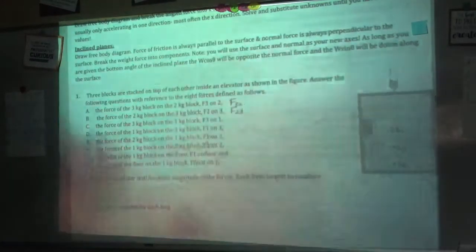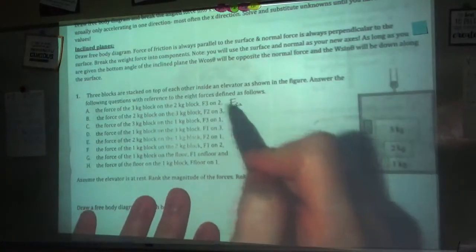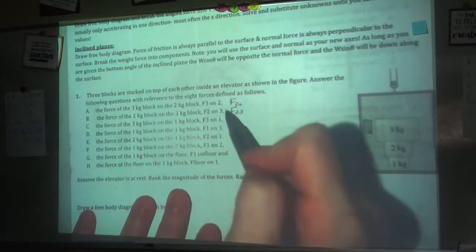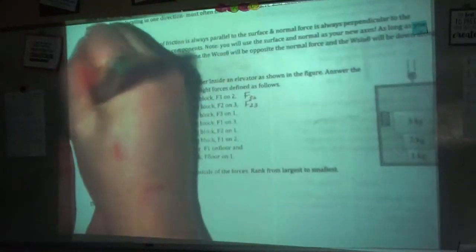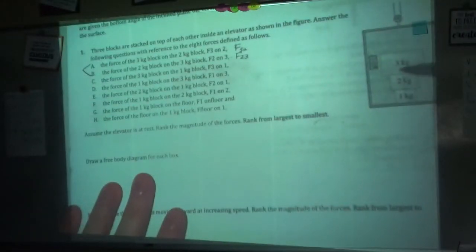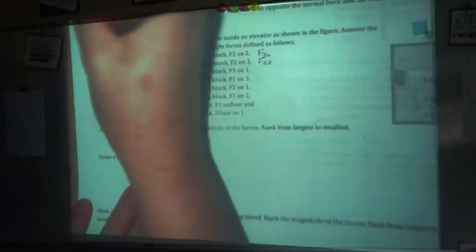No matter what the circumstance, the force of 3 on 2 and 2 on 3 has to be equal, because Newton's third law says that every action has an equal opposite reaction, and that is two forces acting on each other. So the force of 3 on 2 will be equal to 2 on 3, just in the opposite direction. So those two have to be equal.